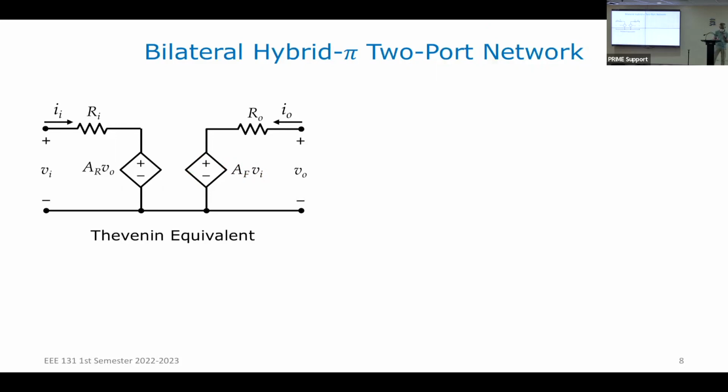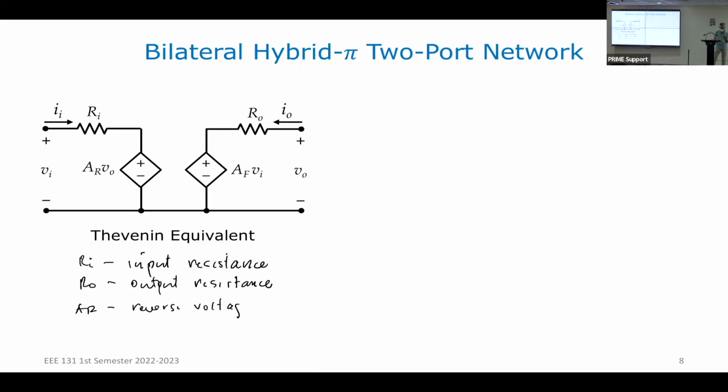Where your Ri is your input resistance. Your Ro is your output resistance. AR, you call this your reverse voltage gain. And AF is your forward voltage gain.